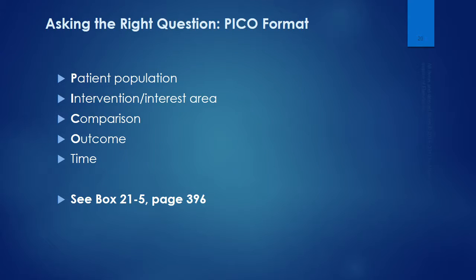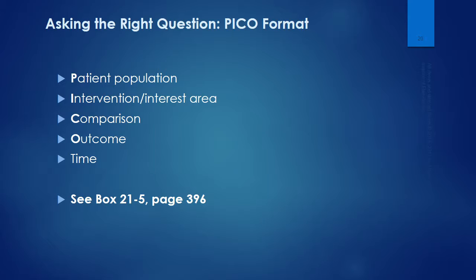The first step in evidence-based practice is to ask the right question. The P stands for patient population. It could be a group of adults or a group of children. The I stands for intervention and interest area. So what is the intervention that we're focused on? The C stands for comparison. And this is what the intervention might be compared with.